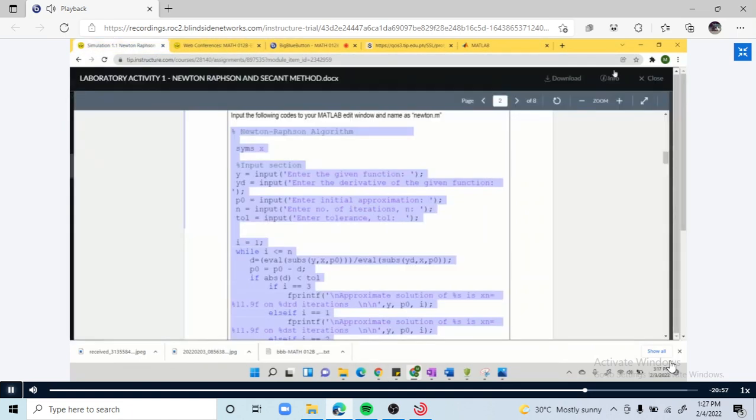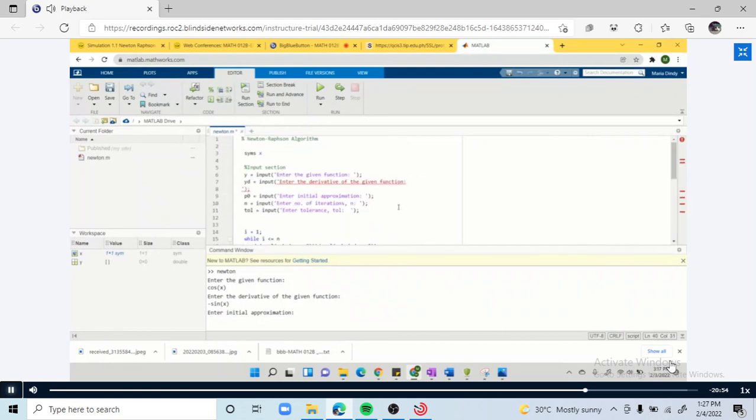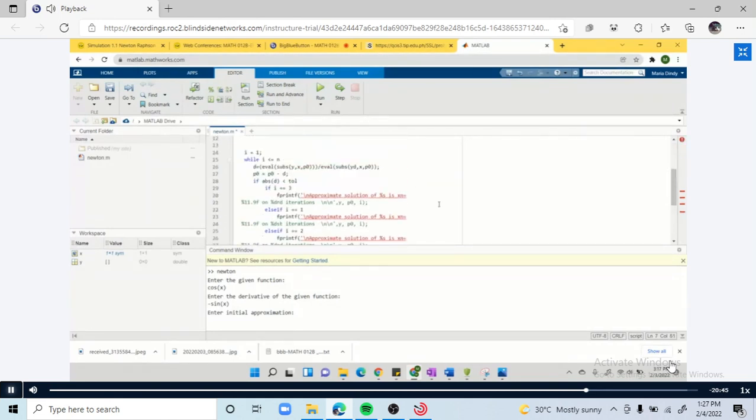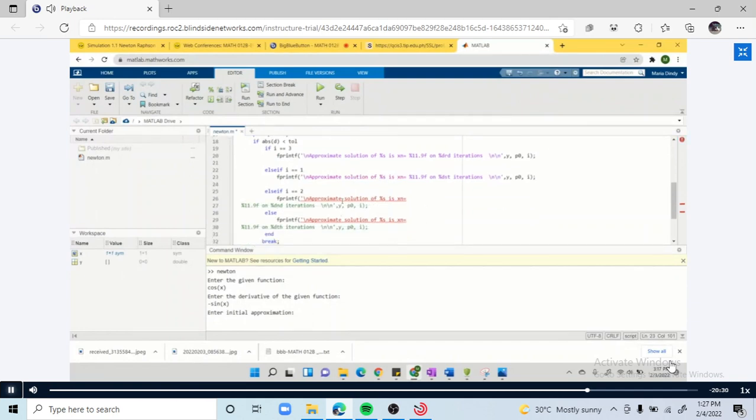Ang nangyari kasi dyan, pinutol mo yan. Sa line 7 mo, putol. Iakyat mo to. Tapos ito din, iakyat nyo. Yung nasa line 21, iakyat nyo sa 20. Yung nasa 24, iakyat nyo sa 23. Tapos, ito, nasa line 27, akyat ulit dito para buo siya. Line 30, akyat sa 29, para isang buong linya. Putol-putol siya. Tapos, tsaka nyo i-save.